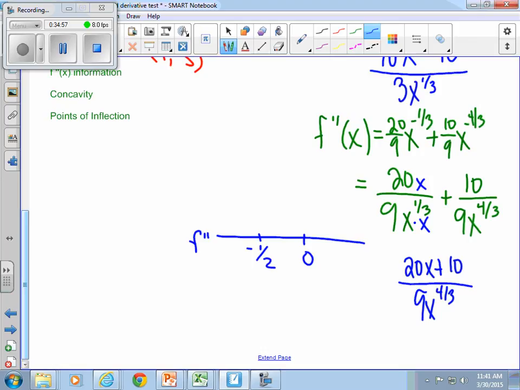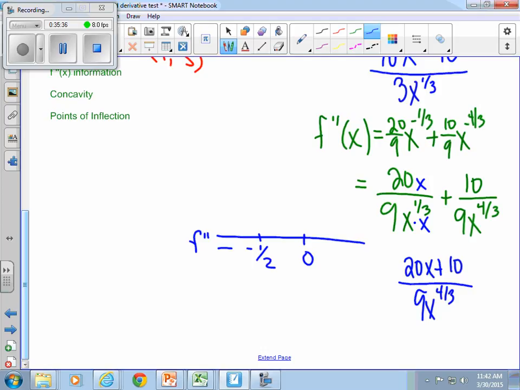The second derivative left of negative 1/2, so at negative 2, I would get a negative on the top. What do you notice about that denominator, though? It is 0, but only at 0. What does that 4/3 power mean? To the 4th power. So the denominator will never be negative because I'm raising it to an even power. So I have a negative over a positive, which is a negative.